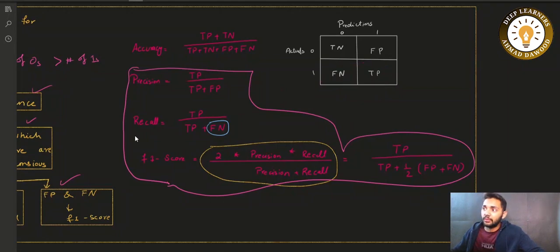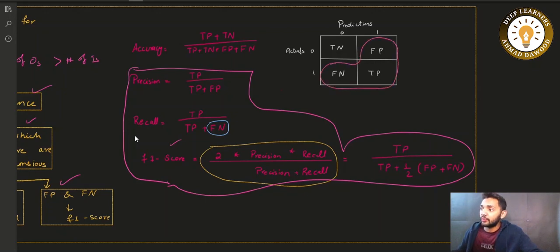Because you are just curious about one error, that's why you are scattering two cells. But in the case of F1 score, when you are caring about both errors, false positive and false negative, again you are just scattering these three cells.